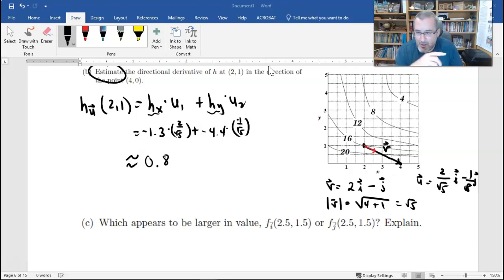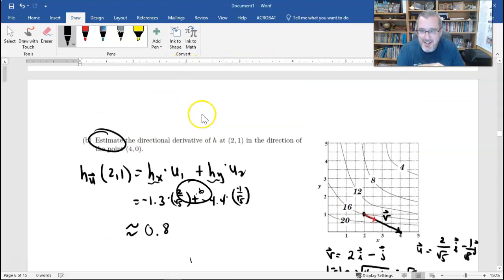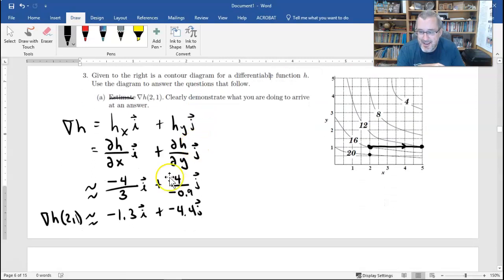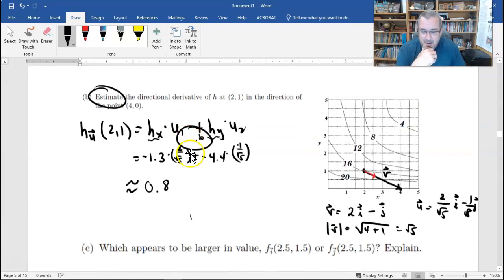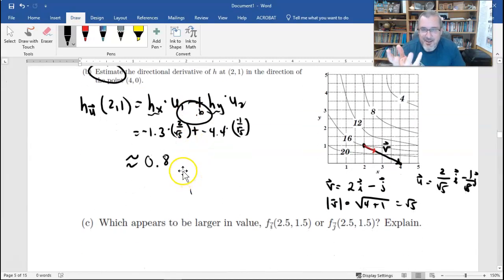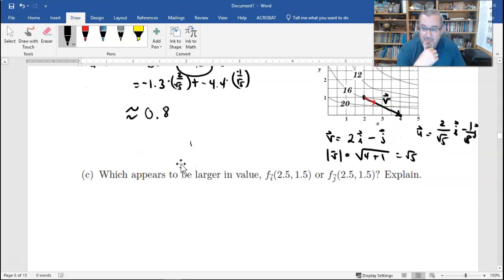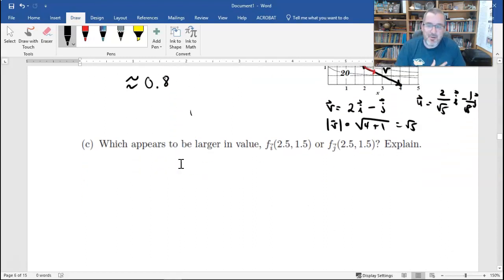And I know if you look at the solutions, I'm looking at it now, they get a 1.6 for the solution, but it's all based on how you're estimating up here. So how do you estimate these partial derivatives? There are different ways to do that, but 0.8 versus 1.6, within some margin of error, we could say we're in the ballpark. All right, which appears to be the larger value? The partial derivative with respect to i or the partial derivative with respect to j?